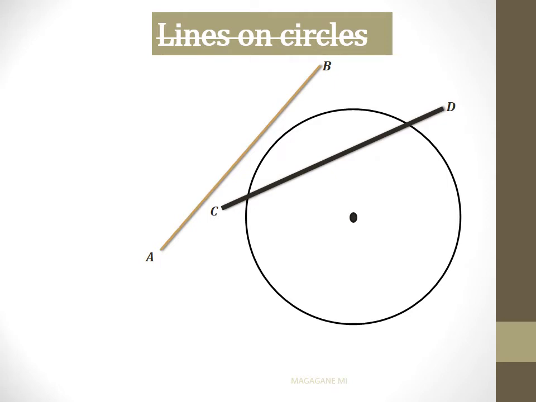Right, let's look at another line, CD. This line intersects the circle at exactly 2 points. So this line is called a secant. A secant is a line that intersects a circle in exactly 2 points. So we have line CD, which intersects the circle at this point and this point. So this line is called a secant. It intersects the circle at exactly 2 points.